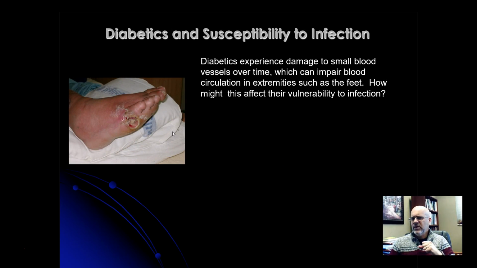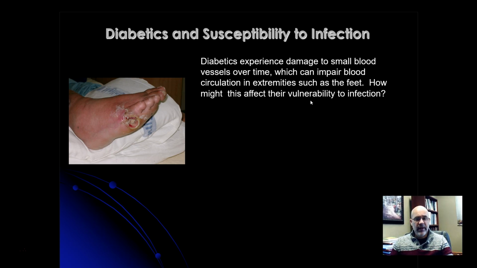All right, something we talked about a little bit earlier in the semester. I don't think we actually talked about it during chapter 12, but diabetics and susceptibility to infection. Just as a reminder, this is just helping us think through some things that we've studied in chapter 12. Diabetics experience damage to small blood vessels over time, which can impair blood circulation in extremities such as the feet. How might this affect their vulnerability to infection?